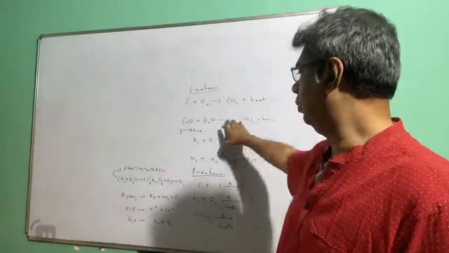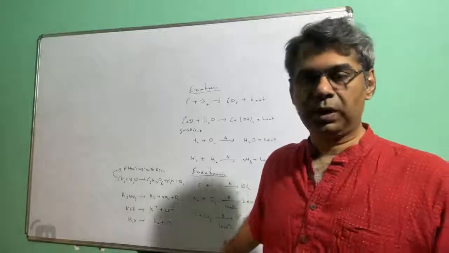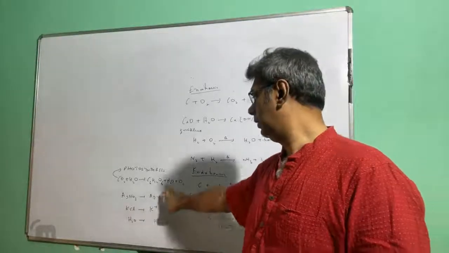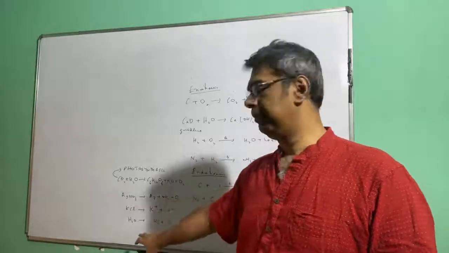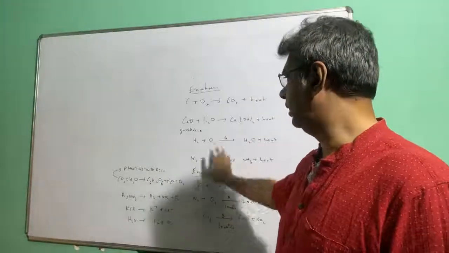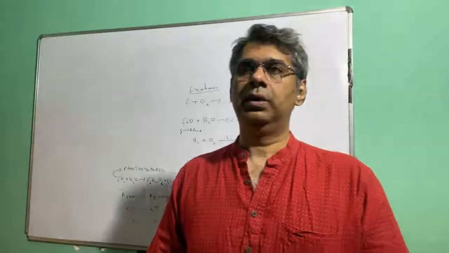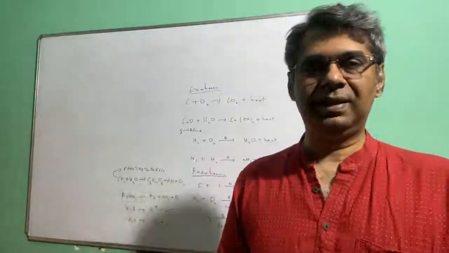So total 4 exothermic reactions are there. 3 endothermic reactions which are caused by heating itself. These 2 are caused by sunlight and the bottom 2 are caused by electricity. So your homework is that I have given you the examples of exothermic and endothermic both. You will have to just balance them and send it as your homework.